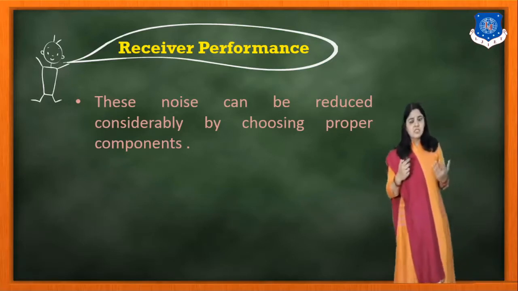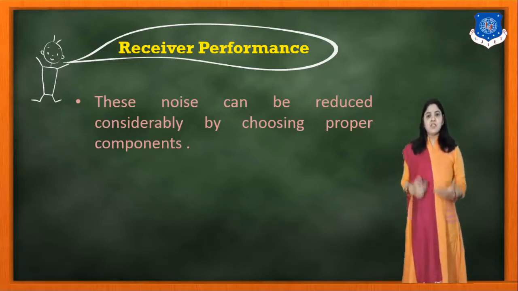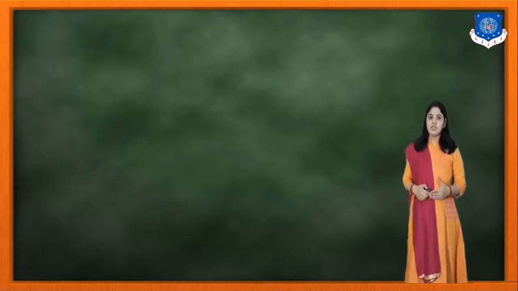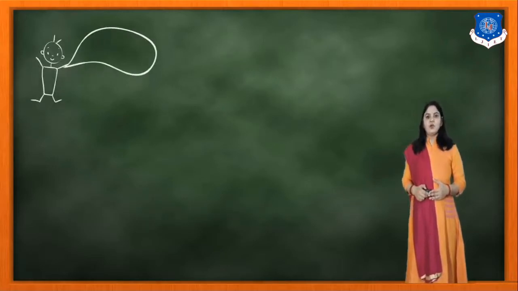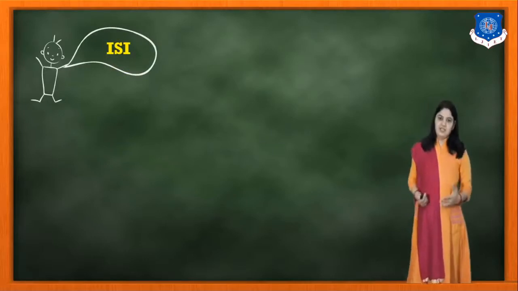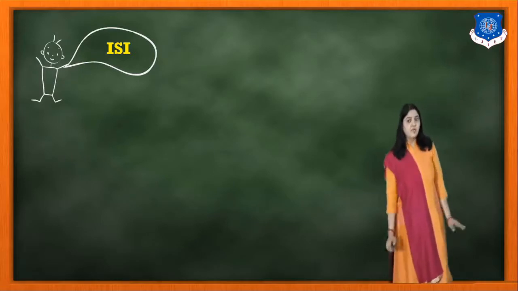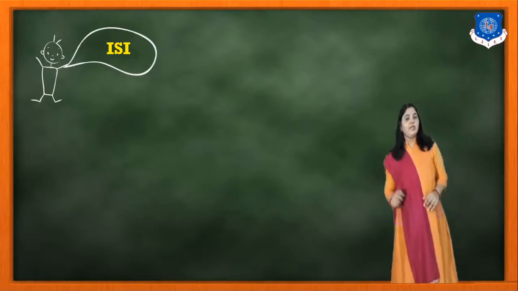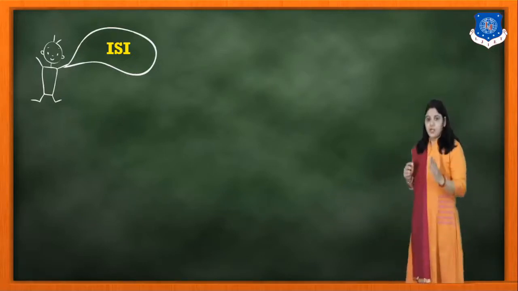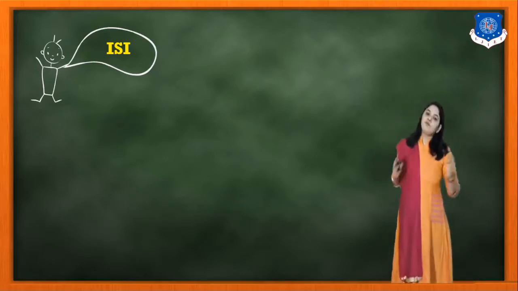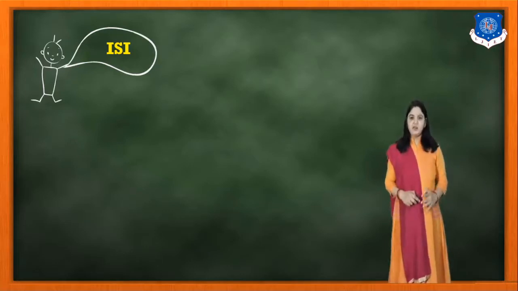This noise can be reduced by choosing the proper components. The thermal noise is generated from the detector load resistance. So this is regarding the optical receiver performance. And how can we monitor that? We monitor it through the particular voltage and current values, and by finding out the various noise values we can check the performance of the optical receiver.